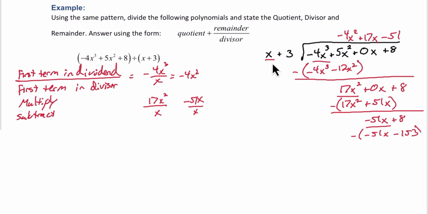And then we subtract. First term goes away, and then we have 8 plus 153, which is 161. 161 is our remainder. So remember, we can write remainders as a fraction. 161 over the divisor, x plus 3.